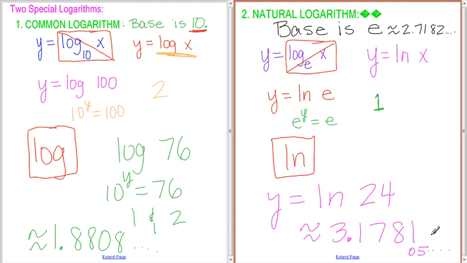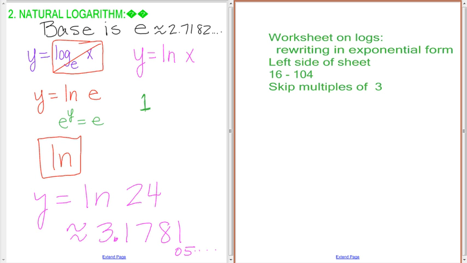And so now that concludes this part of the class. Your substitute will now hand you out the worksheet. And on that worksheet for next year, first day we're back from school, you have the left side of the worksheet to deal with. Problems from 16 all the way up to 104. Yes, I know it sounds like a lot, but it really isn't. And you can skip any problem that is a multiple of 3.